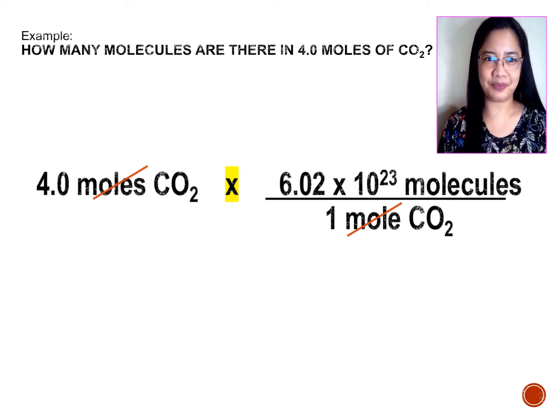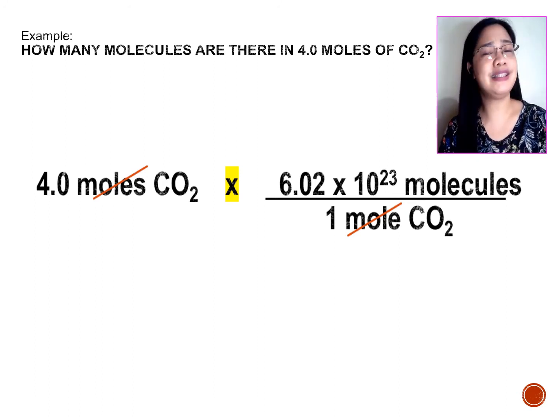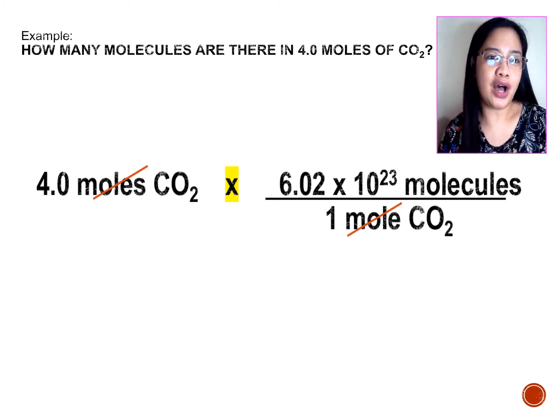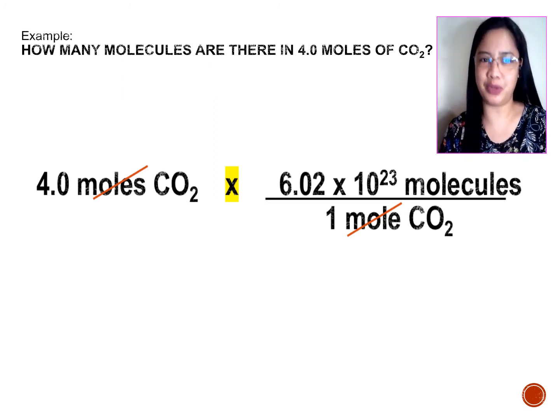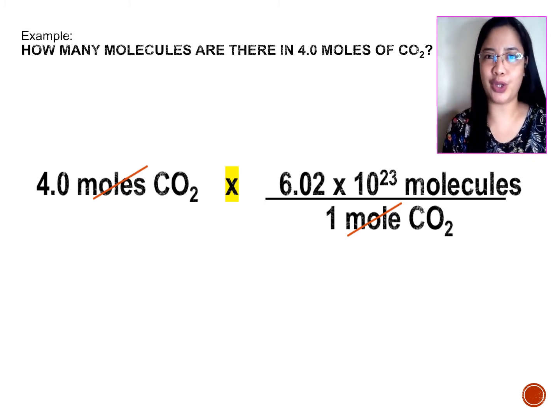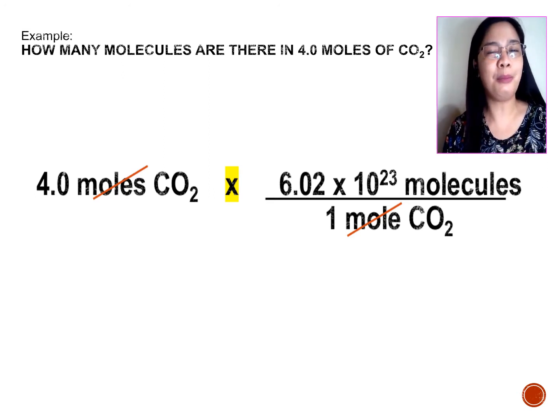Now let's start. So since this is a conversion of units and using dimensional analysis, we have to take note that we need to solve the number of molecules. Okay, so for this problem, the formula would be number of molecules is equal to the number of moles multiplied by Avogadro's number, and that is 6.02 times 10 to the 23rd molecules. Okay, let's start.